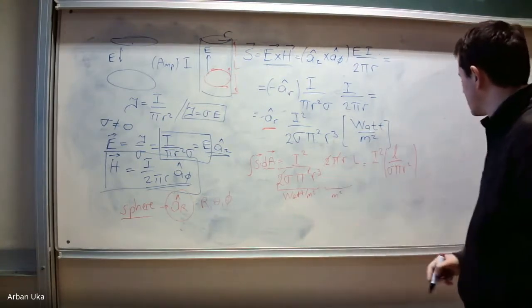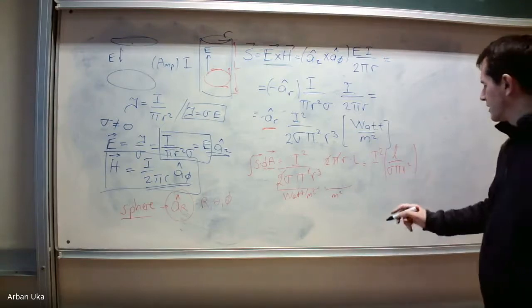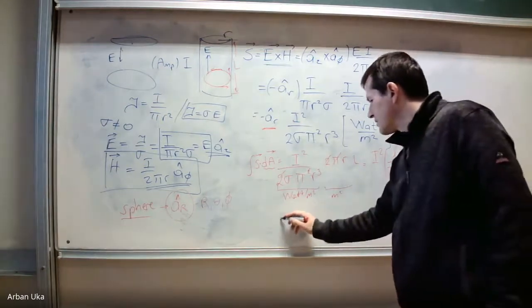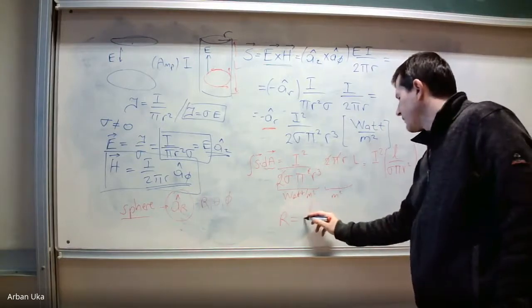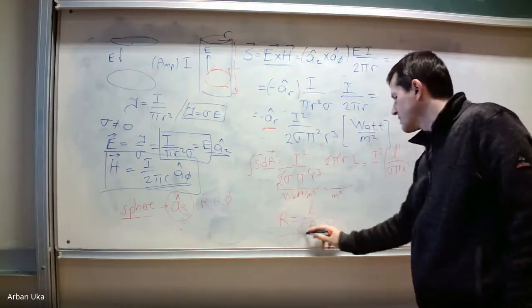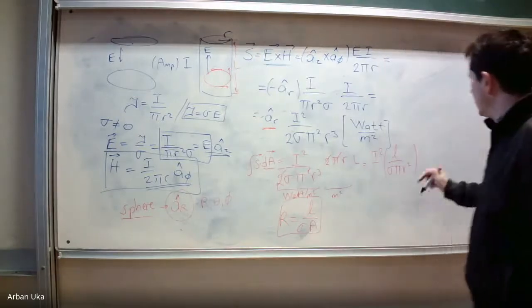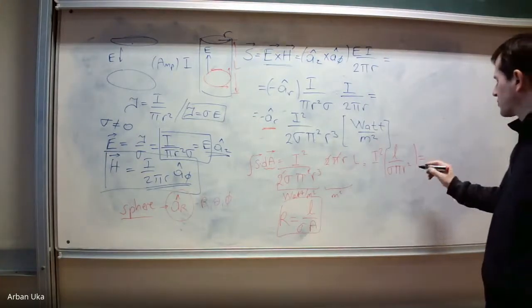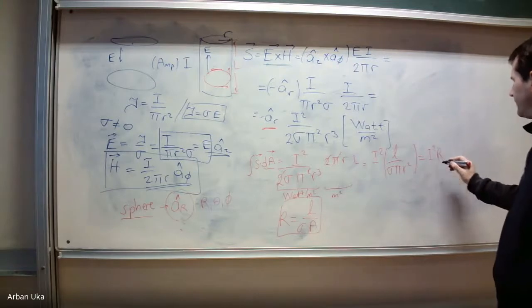Because one R cancels out, and in fact, we know that the resistance is also defined as the length divided by sigma times area. So this is the resistance of this wire. Okay, so if we look at this term here, this looks to be equal to I squared R.